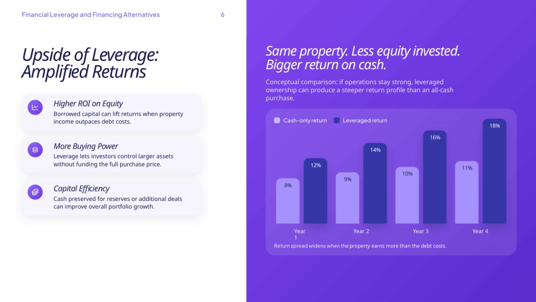Looking at specific numbers, you see that the cash-only return might start at 8% in year one and gradually increase to 11% by year four. Meanwhile, the leverage return starts higher at 12% and grows to 18% by the fourth year. This widening spread demonstrates how leverage magnifies gains when the property's returns exceed the cost of debt, making it a powerful tool for increasing investment performance.